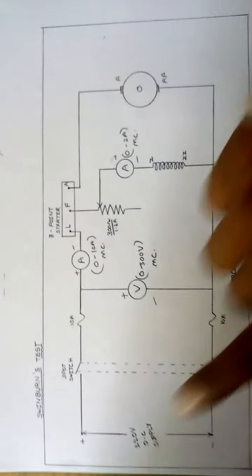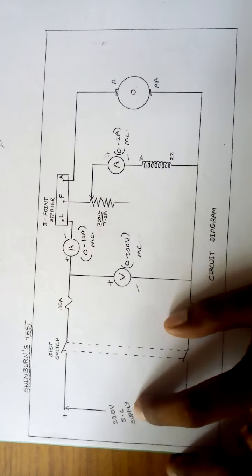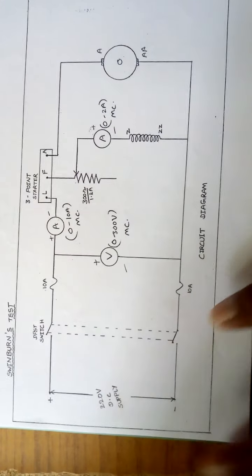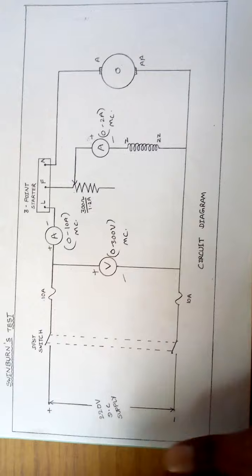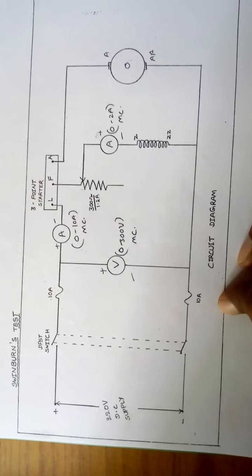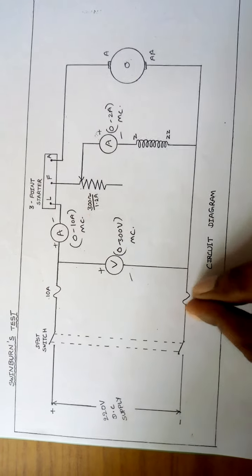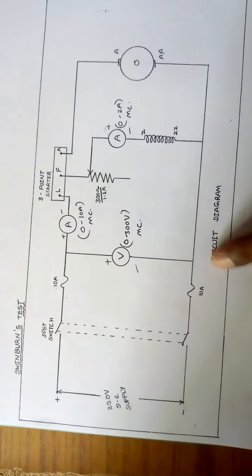Now we are going to the circuit diagram. This is the circuit diagram of Swinburne's test. First, plus and minus are the DC supply terminals. This is a 220 volt DC supply, given to the DPST switch. DPST means double pole single throw. From the double pole single throw switch, the connection goes to fuses. Fuses are rated 10 amperes.